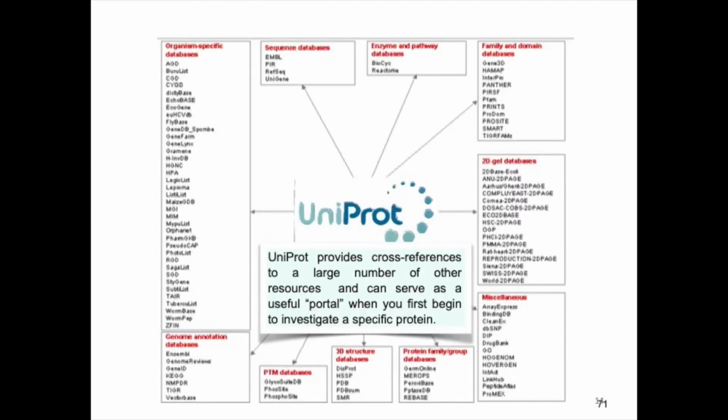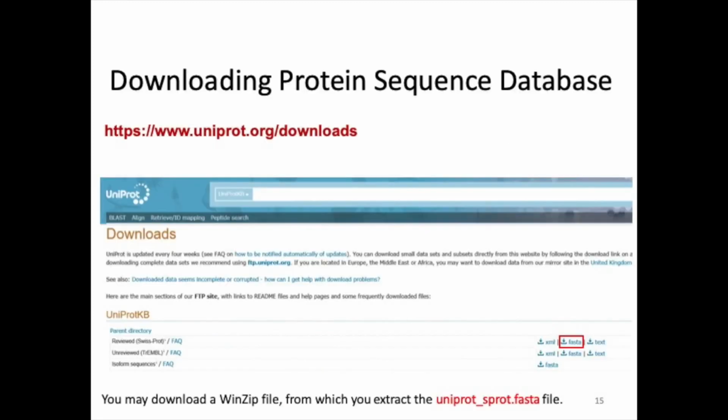UniProt provides cross-references to a large number of other resources and can serve as a useful portal when you first begin to investigate a specific protein. You can download the sequence database from the UniProt website. Pay attention to which version you want to download: reviewed Swiss-Prot or unreviewed TrEMBL. You may download the data format as required by the software you're going to use, say Swiss-Prot FASTA file.